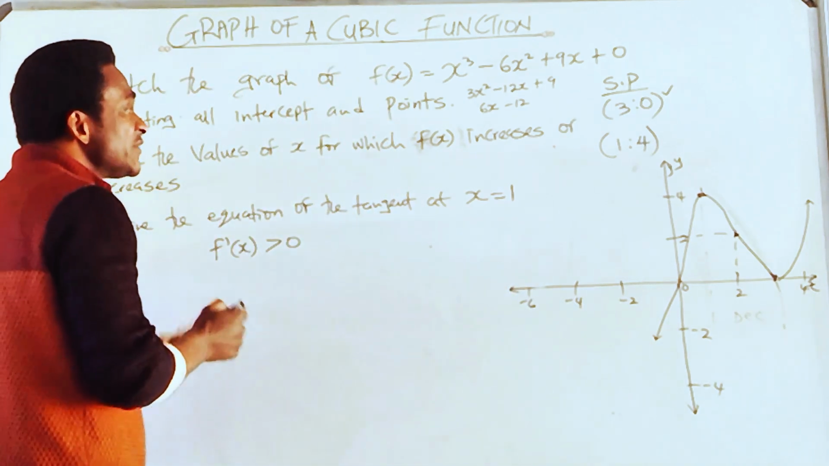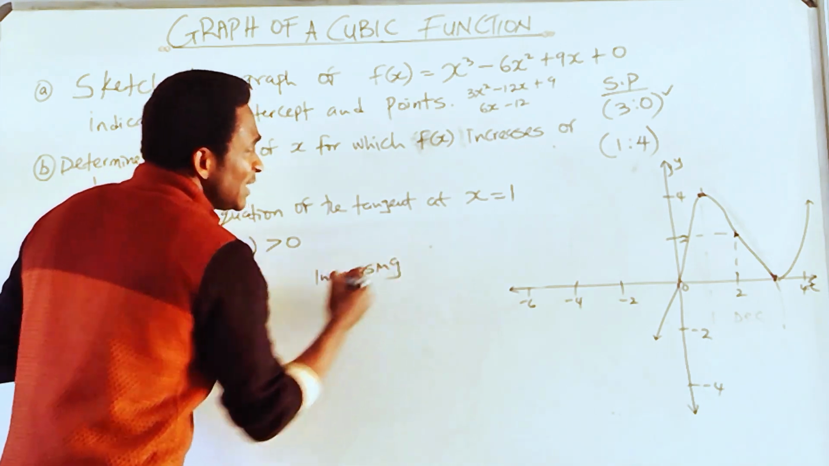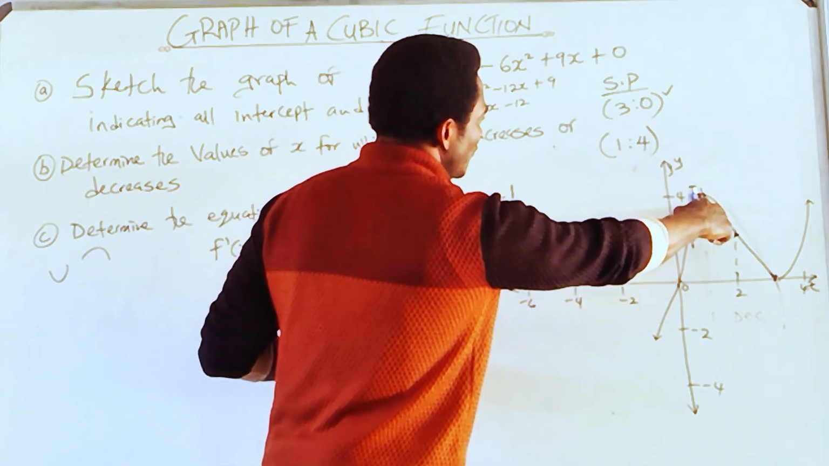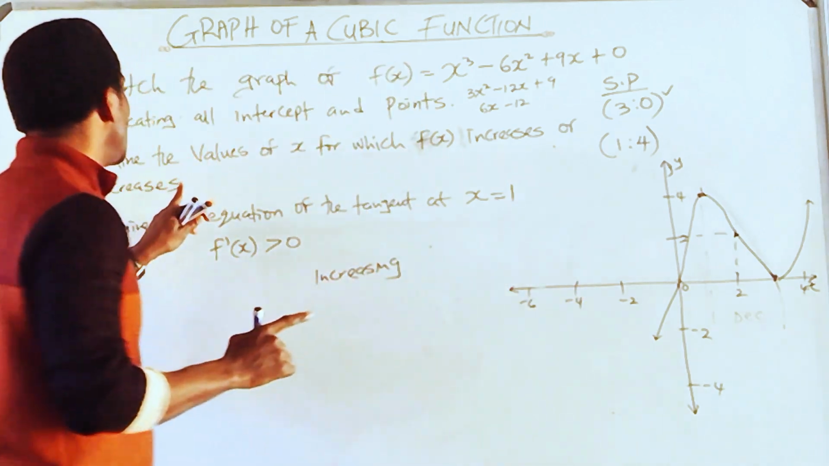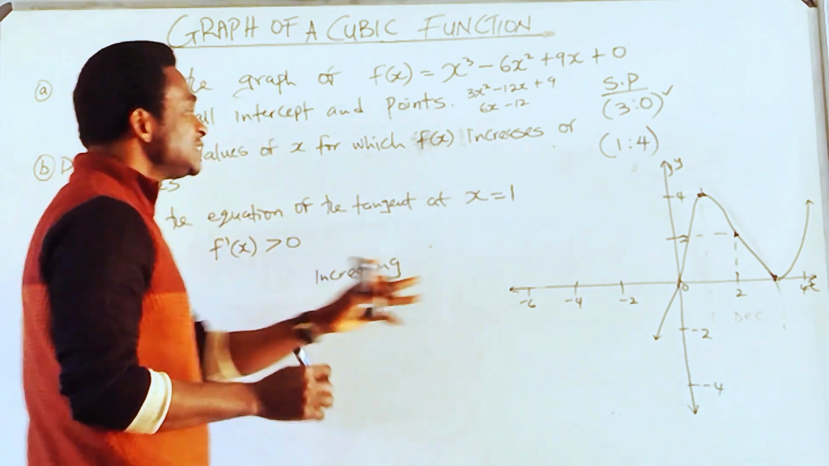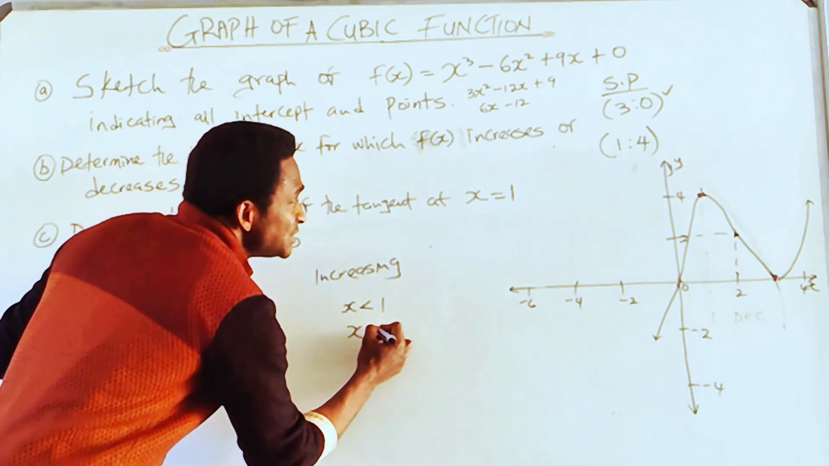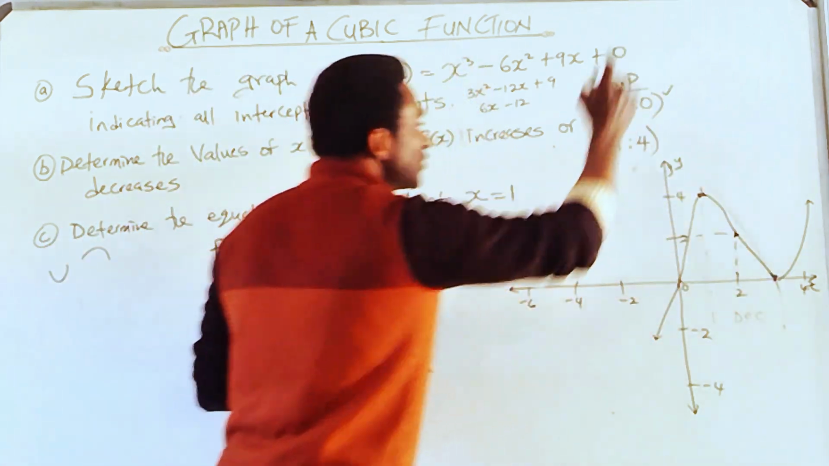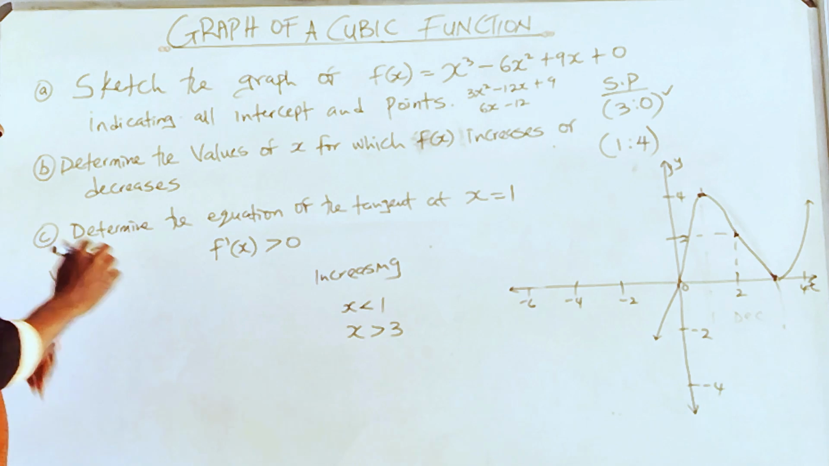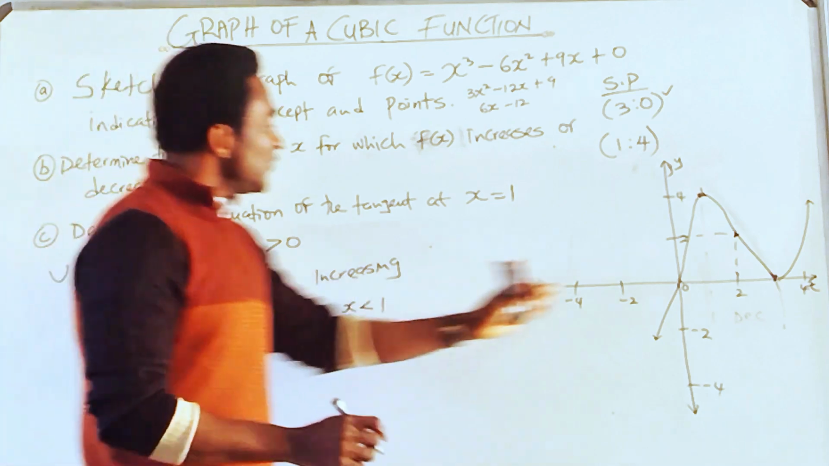So if they're asking for the increasing function, it is when x is from the starting point here, which is 4 and 1. The values of x is what they are asking. So it is when x is less than 1, we have an increasing function. And also when x is greater than 3, from the next starting point going on, we have an increasing function.